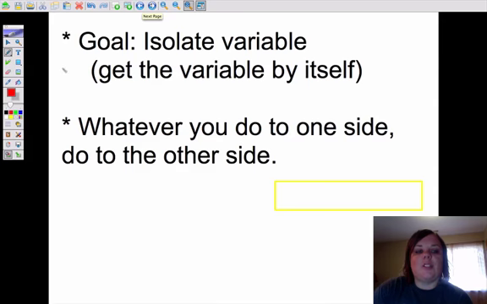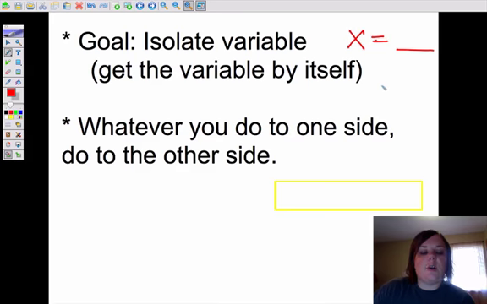And those are, just remember that the ultimate goal is to isolate the variable or get it by itself. So if your variable in the equation is x, you want to end up with x is equal to something. That's the whole point of doing this. You want to find out what x stands for, okay, what it's equal to.